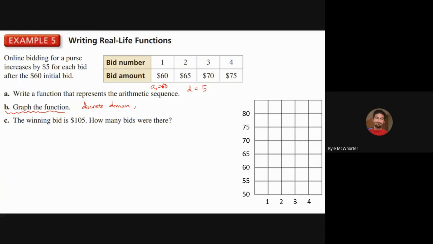So to write a function, we would say, all right, f of n instead of a sub n equals a1 plus n minus 1 times d. We know what a1 and d are. A1 is 60 plus n minus 1 times d, which is 5. But this is a function, though. We want to try to simplify the function.